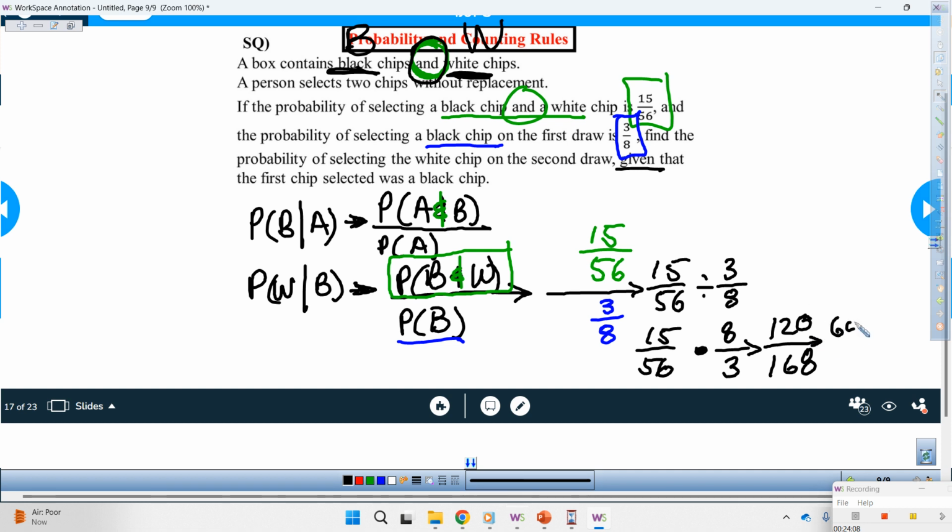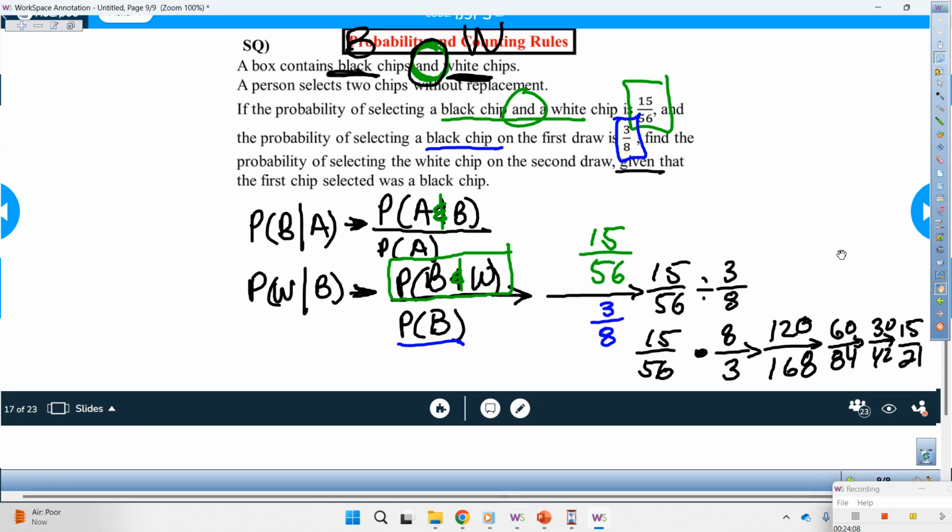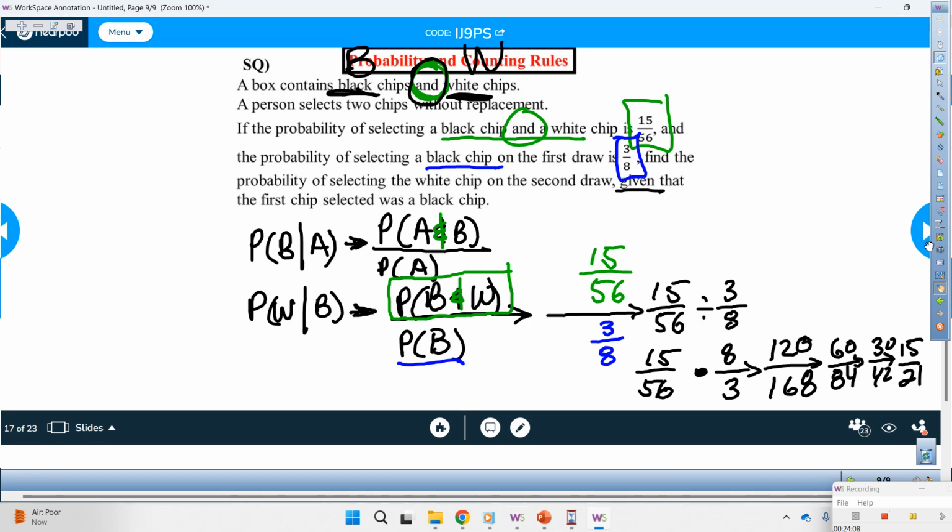Divide by 2, that's 60 over 84. Divide by 2 is 30 over 42. Divide by 2, that's 15 over 21. And what else can I divide by? Can I divide by 3? Yeah? All right. So therefore, P, probability of a white and a black chip, or a white chip before a black, is 15 over 21 reduced, that's 5 over 7.